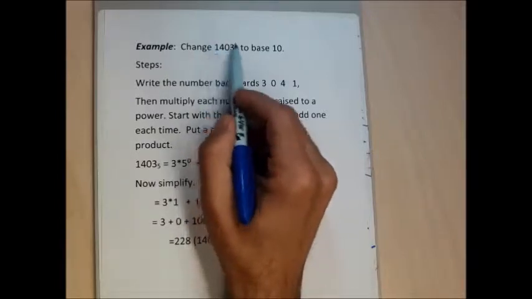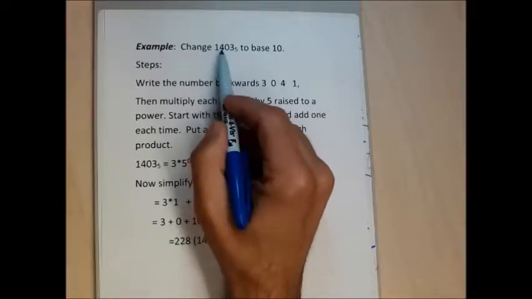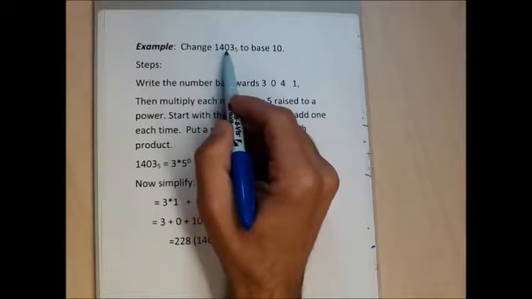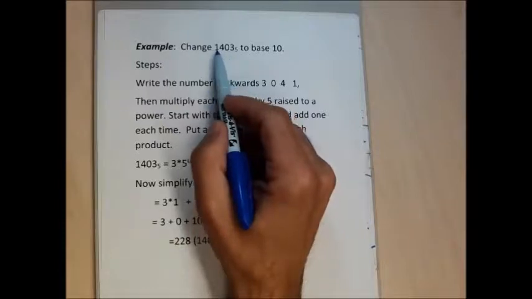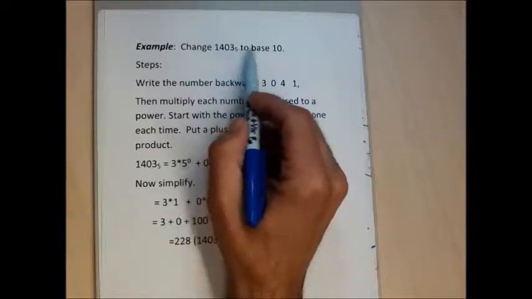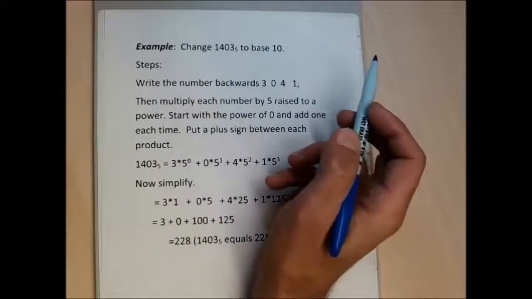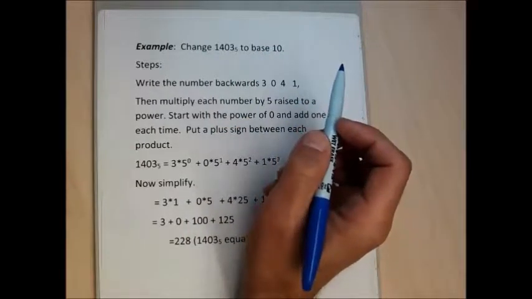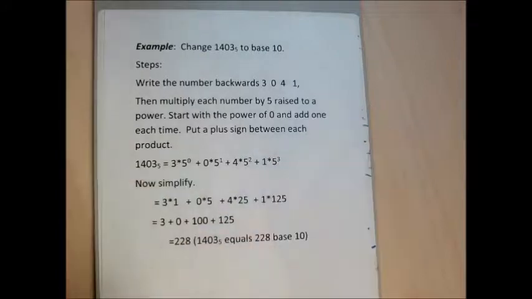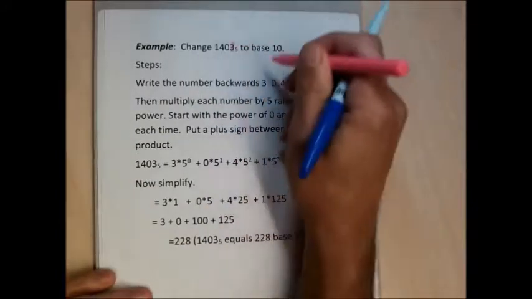I have no sense for what that equals, how big or small that number is, because in other bases it's not obvious. This is not 1403. It's probably less than 1403, but it could be bigger than 1403. So I want to convert this number that's in base 5 to base 10. It's super easy to take a number in base 5 and write it in base 10. The first thing I'm going to do is write the numbers backwards.